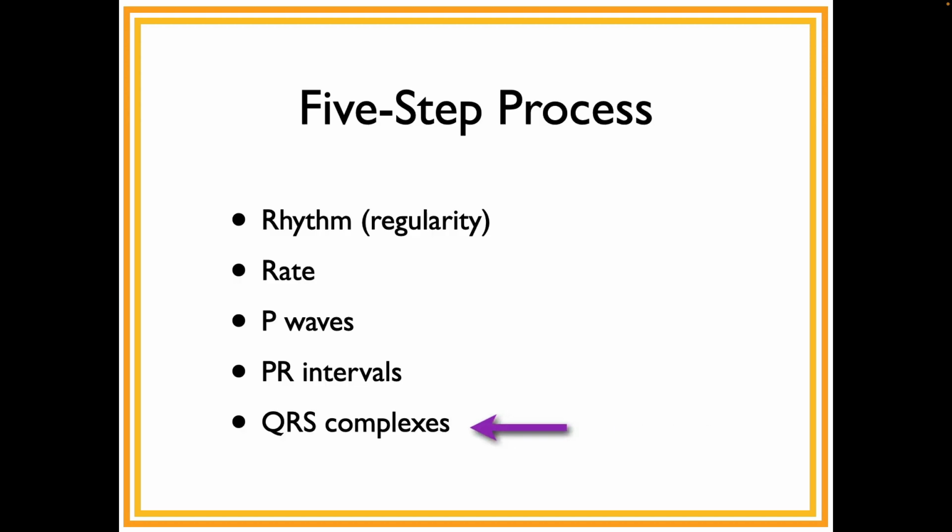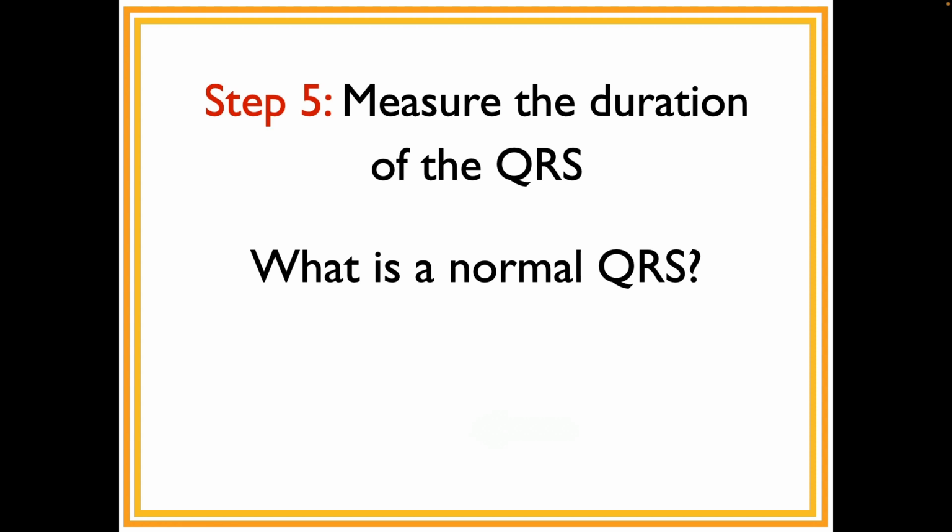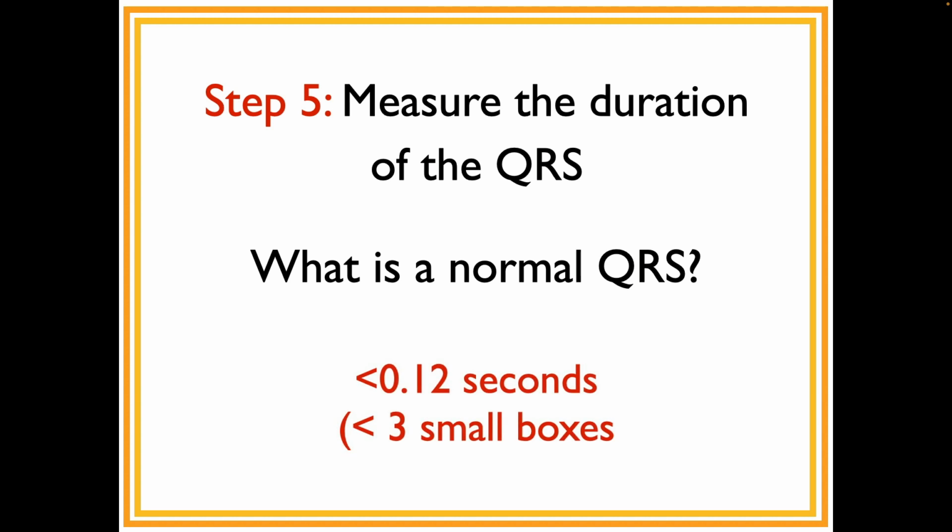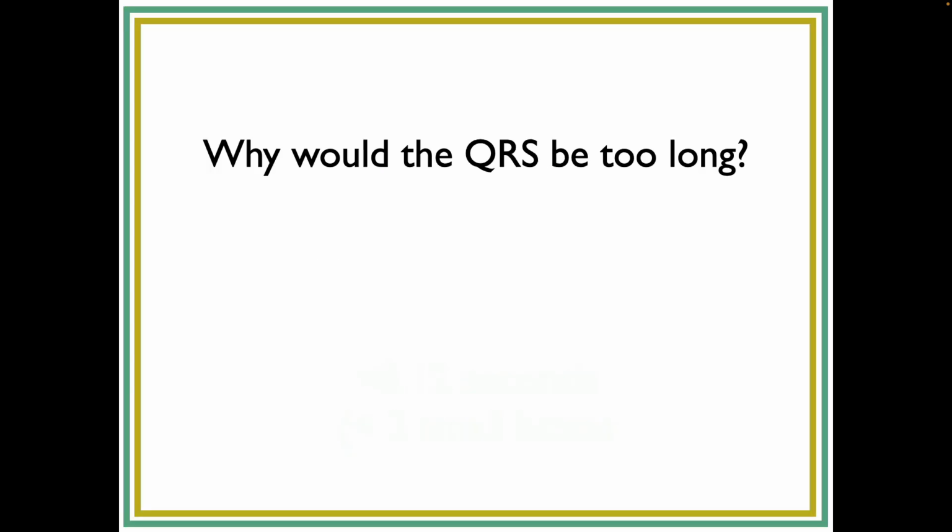So QRS complexes, Koa, remind us what's a normal QRS? It's less than 3 small boxes. Perfect, okay. Why would the QRS complex be too long? What do you think is happening? What has slowed down, for whatever reason, even if you don't know the underlying reason why it might happen?